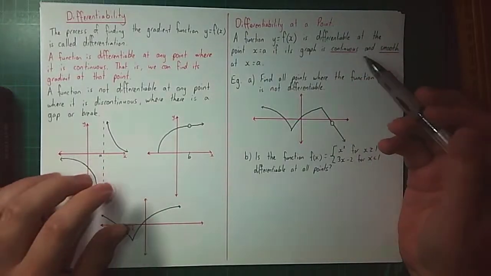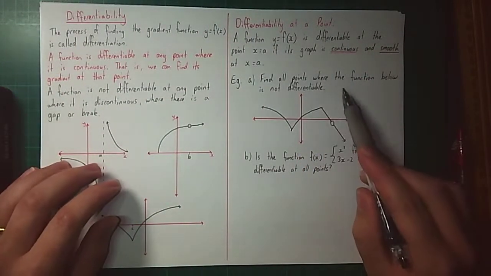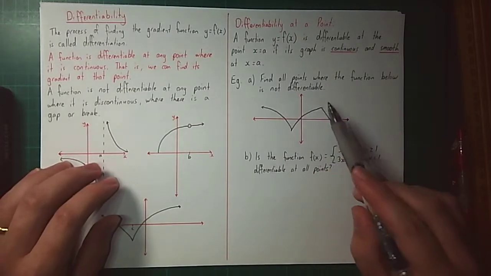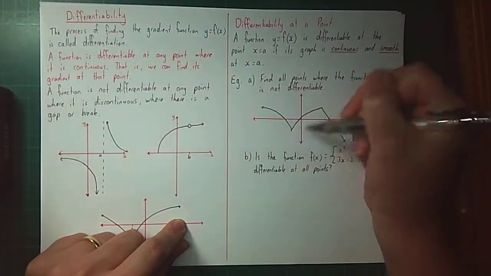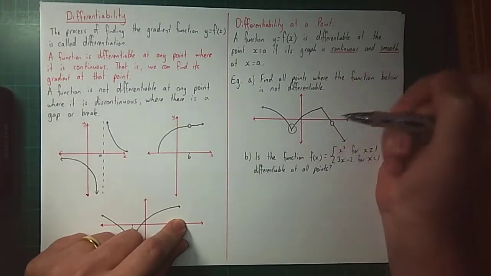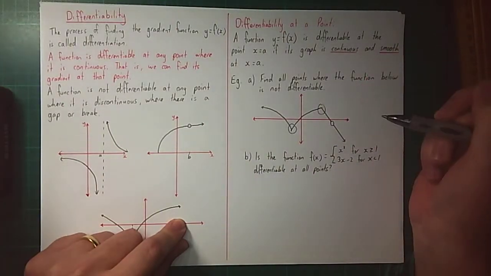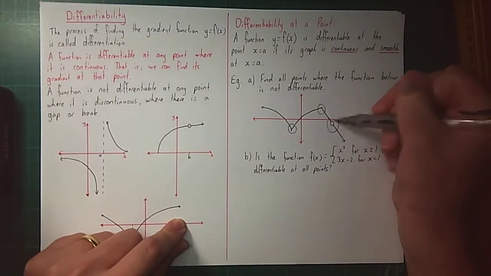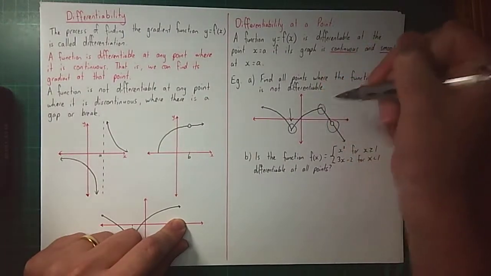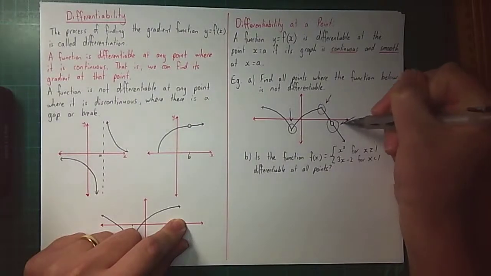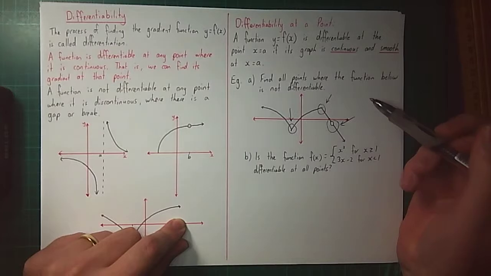So to get this idea completely across, we're going to do just one example. Here it says find all the points where the function below is not differentiable. We can see here that, I'll just circle them. Here it's not continuous and smooth. It's not a smooth curve here. Similarly for this. And it's not continuous here because there's just a gap completely. So those are the 3 points. I'll just really accentuate them here. Those 3 points demonstrate where the function is not differentiable.